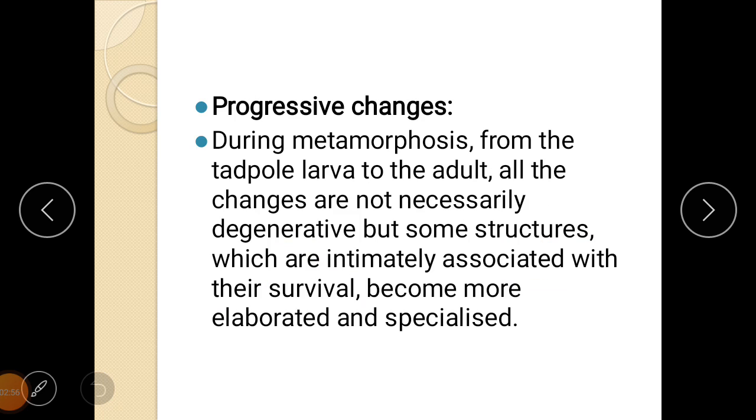Okay. Not only this, retrogressive means from advanced they become primitive, but some characters also show progressive changes. So, during the metamorphosis from tadpole larva to the adult, all the changes are not necessarily degenerative, but some structures which are intimately associated with their survival become more elaborated and specialized. Means not all the structures will undergo retrogressive metamorphosis. There are some structures which become more advanced, so they survive and become more specialized in the adult stage, which we call a progressive change.